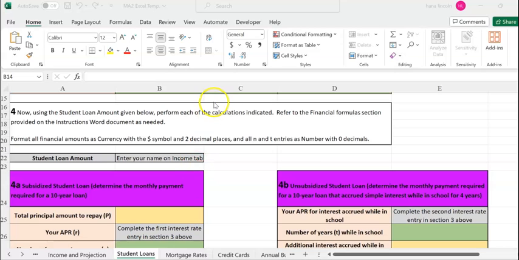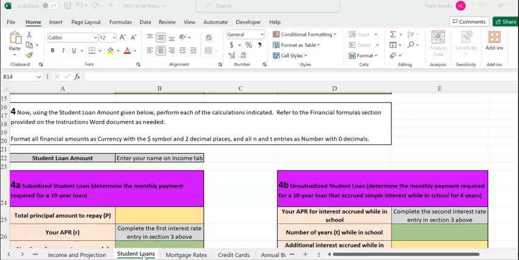Hi, here I'm going to talk about major assignment 2 financial computation parts. This Excel template has about 6 pages, and I'm going to talk about the student loans page.